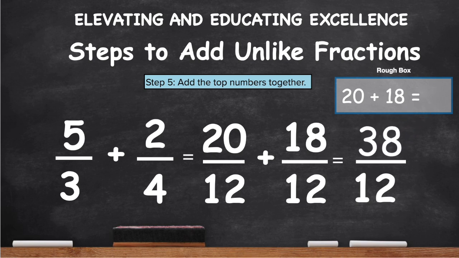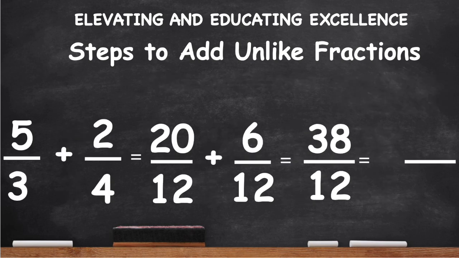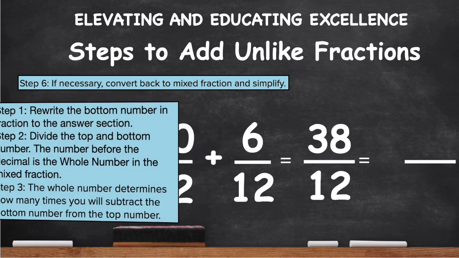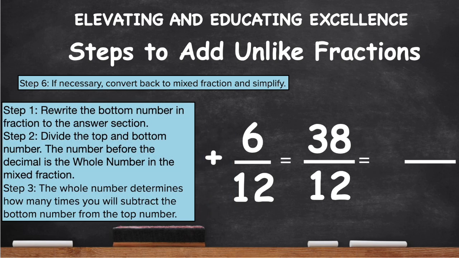Now we got to do step number 6. And step number 6 is, if necessary, convert back to mixed fraction and simplify. The steps to go from improper fraction to mixed fraction are: step number 1, write the bottom number in the fraction to the intersection. Step number 2, divide the top number. The number before the decimal is the whole number in the mixed fraction. Step number 3, the whole number determines how many times you'll subtract the bottom number from the top number.